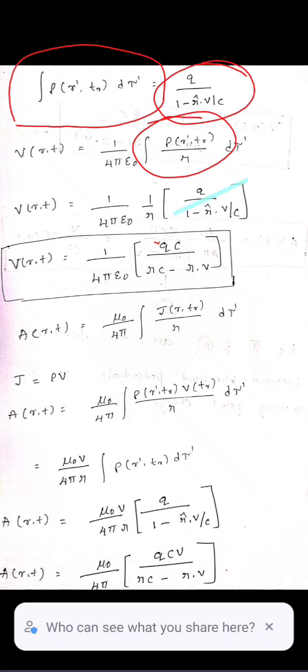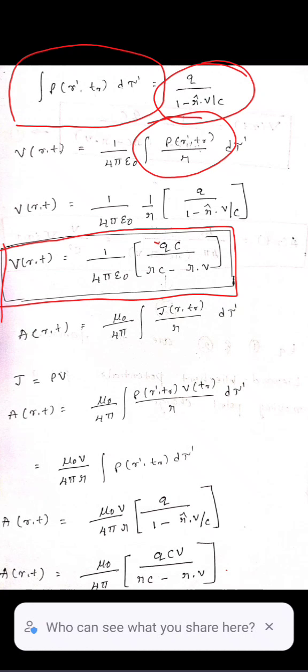Next. So finally we get the scalar retarded potential after the correction factor. V(r,t) = 1/(4πε₀) · qc/(𝓇c − 𝓇·v). So this is the scalar retarded potential. Next we calculate the vector retarded potential.